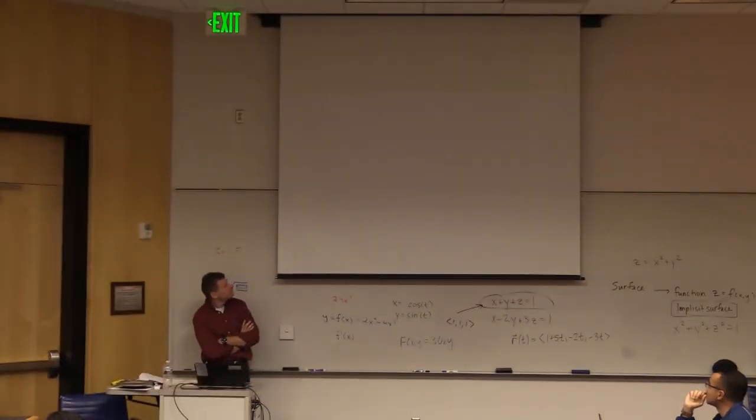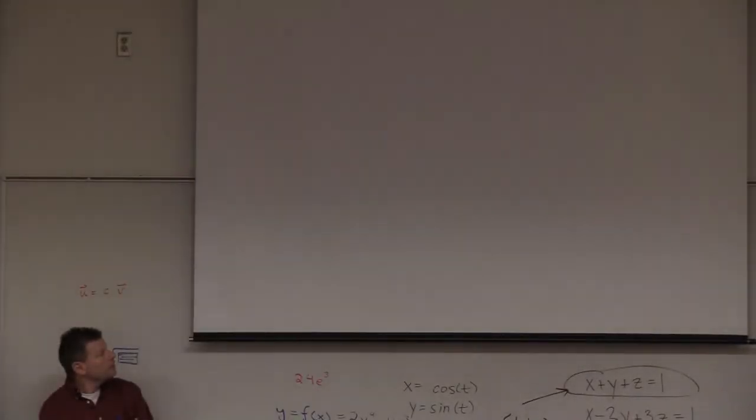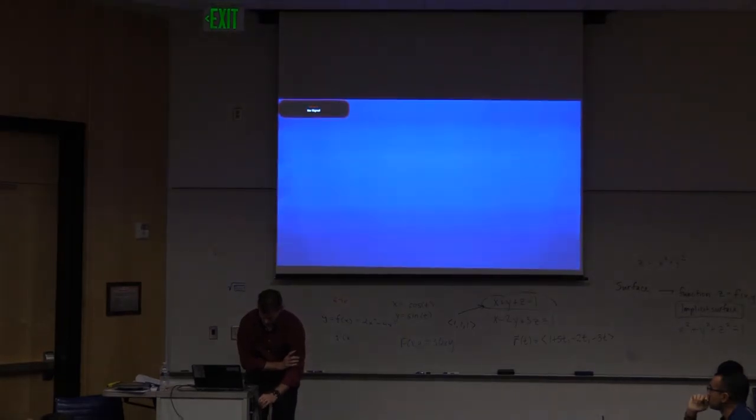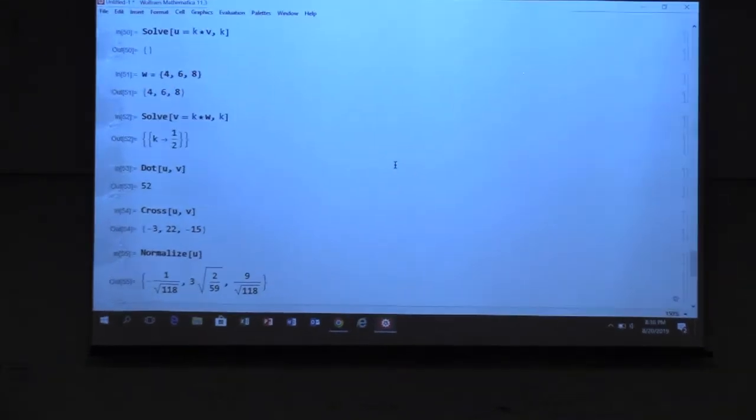What's happening? Normalize makes the unit vector. Creates the unit vector. Absolutely.